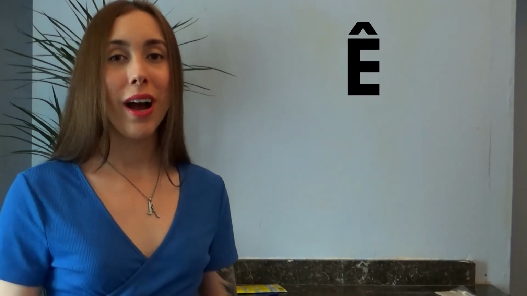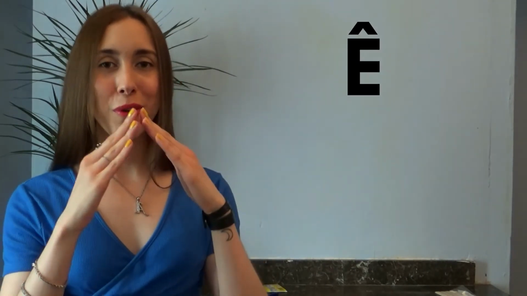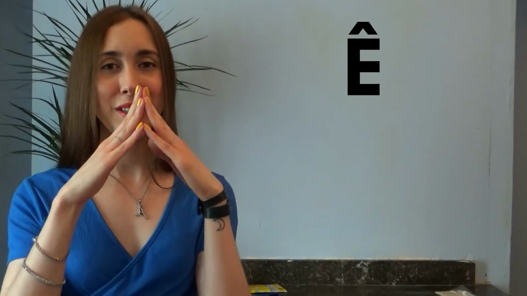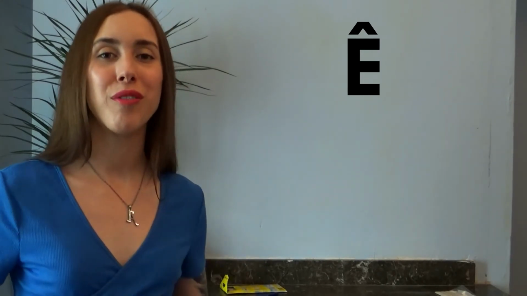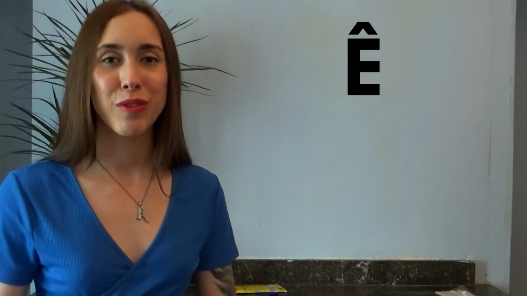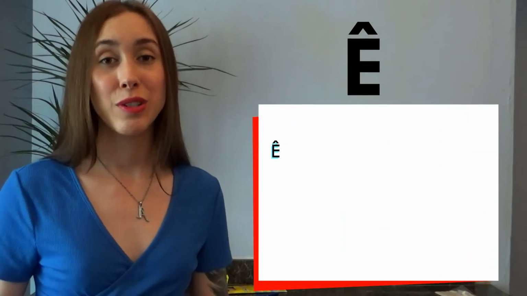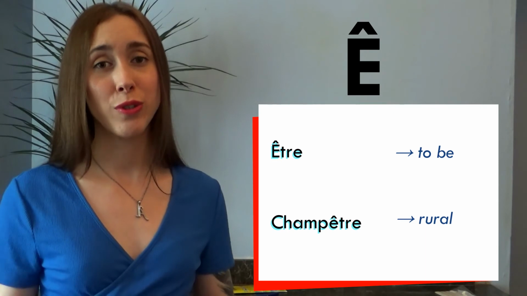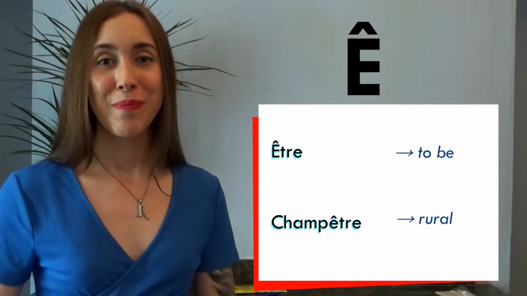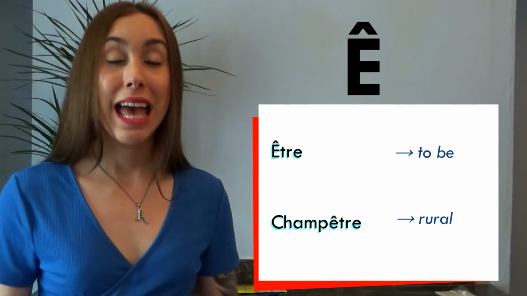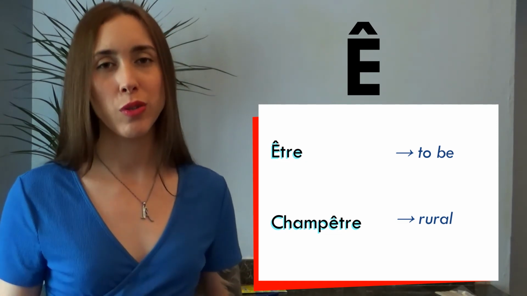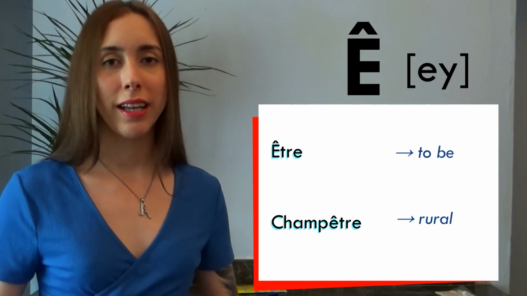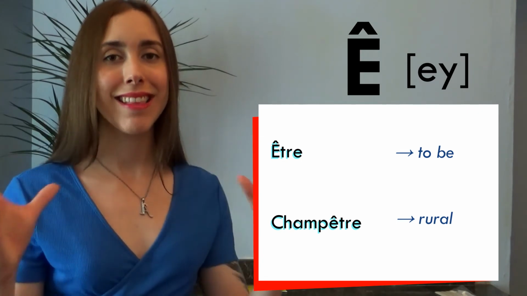Then we have E accent circonflexe. Remember, think about a little house and the roof. Accent circonflexe, E accent circonflexe. I have two words for this one. I have a verb, the verb to be in French, the first one you are supposed to learn. Être. So it's a bit similar to the previous one. It's a very open sound. Être.